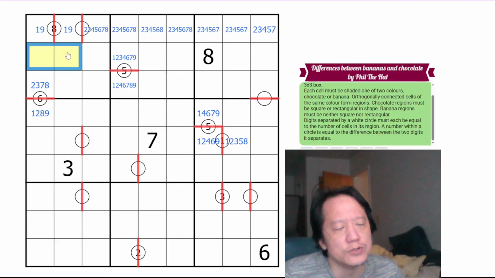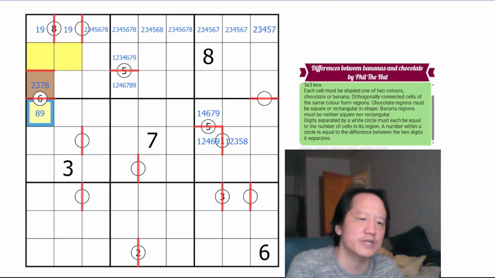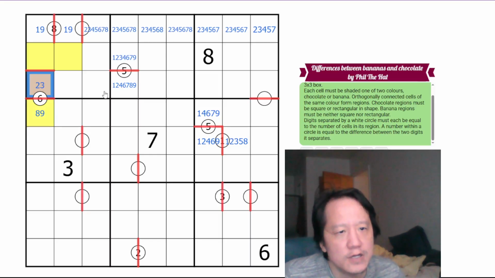So these two, this is going to be part of the same banana as 9. So this cannot be banana. It must be chocolate. Because if it were part banana, it would also have to be 9 in size then to match this. So this is chocolate, which forces this to be banana. So this can't be 1 or 2. It's 8 or 9. And that's 6 away from 2 or 3. So then chocolate has to go here.